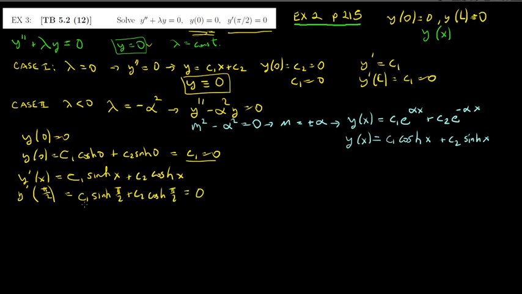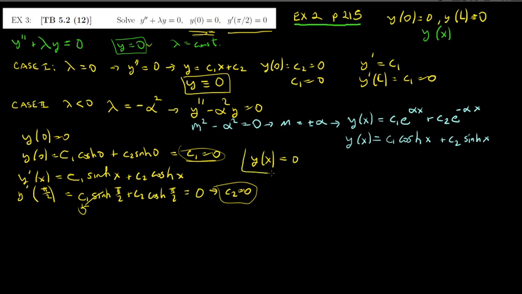Well, remember, c1 is 0, so we shouldn't have bothered here. That's 0. And then hyperbolic cosine of pi over 2, I don't know what that is. It's some number, and it's not 0, so you can divide by it and get c2 is 0. So if c1 and c2 are both 0, that just gives you 0 plus 0. So this gives you the trivial solution, y of x equals 0.